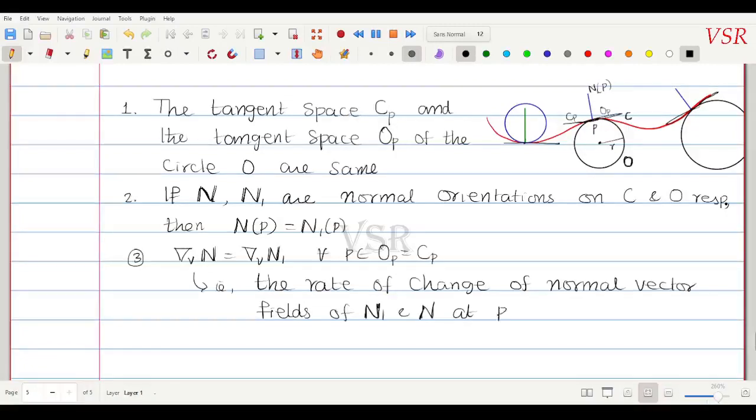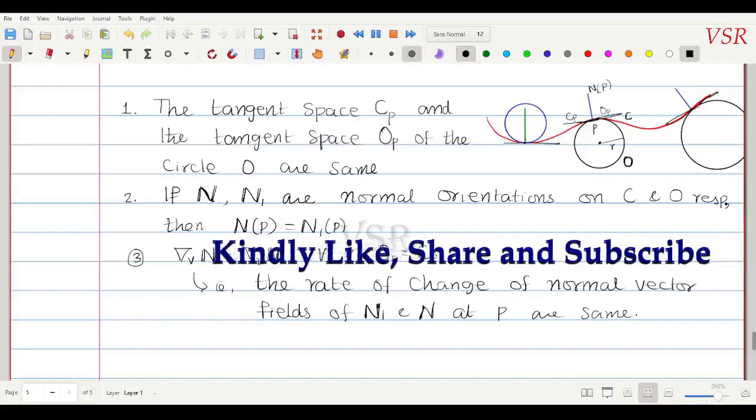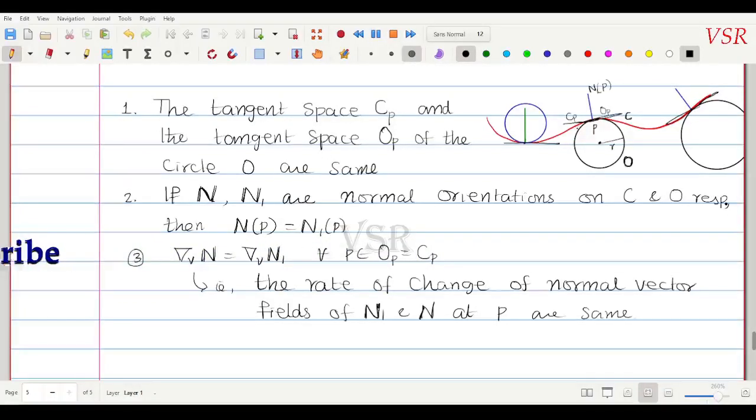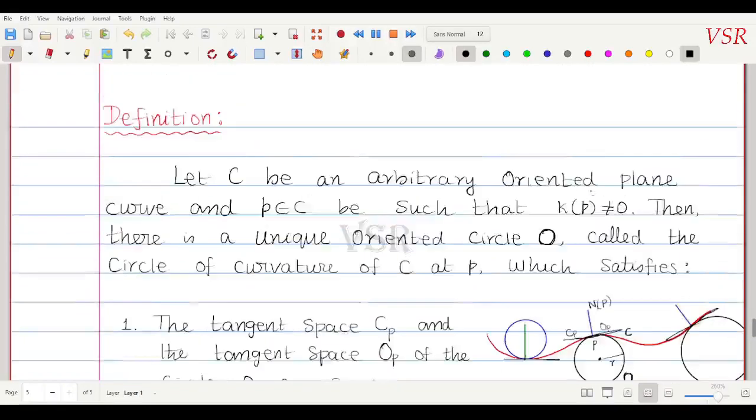At the point p, the two normal vector fields are the same. Do you understand? So first, the tangent space of this circle and the tangent space of my curve are the same. In both, the normal direction at the point p is the same. Then the rate of change of both normal vector fields is the same at the point p. If this holds, then the circle C is said to be the circle of curvature at the point p.